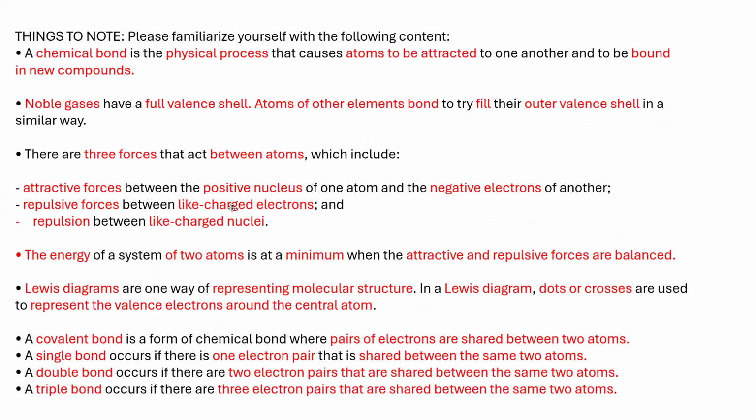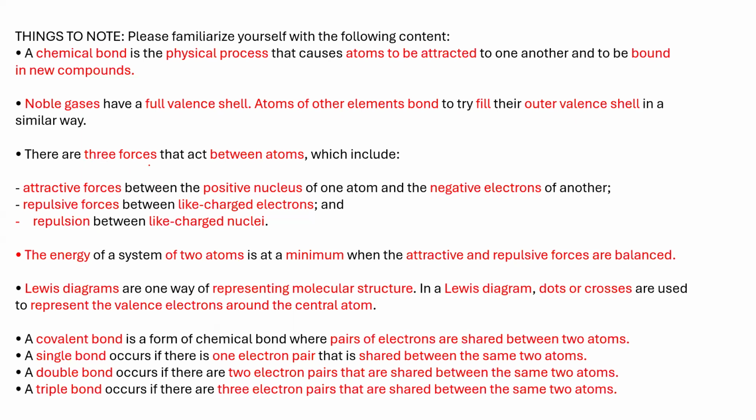Now, these are the things that you should familiarize yourselves with. You will go through this. Basically, it's mostly things that you understand. Like I said, noble gases have a full valence shell. Atoms of other elements bond to try to fill their outer valence shell similarly. I have already explained some of this, okay?